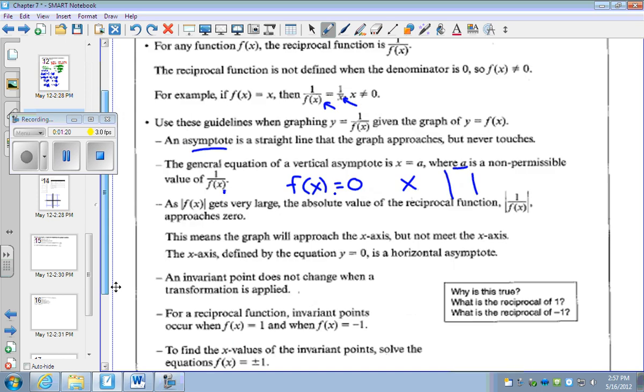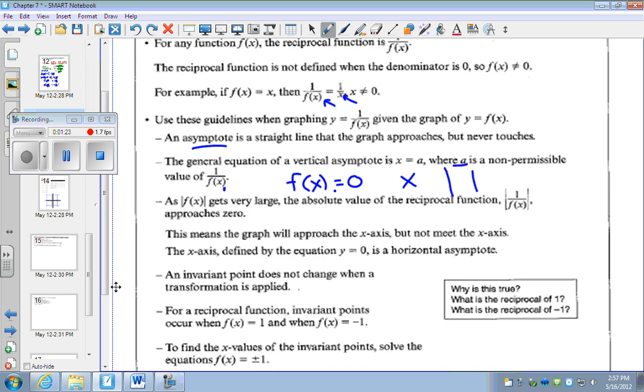As the absolute value of f of x gets very large, the absolute value of the reciprocal function approaches 0. So what I'm saying is, as the number in the denominator gets bigger, we're getting closer and closer and closer to 0. 1 over 1,000, 1 over a million, 1 over 55,000 million is very close to 0. So the graph will approach the x-axis but not meet it. The x-axis, defined by the equation y equals 0, is a horizontal asymptote.